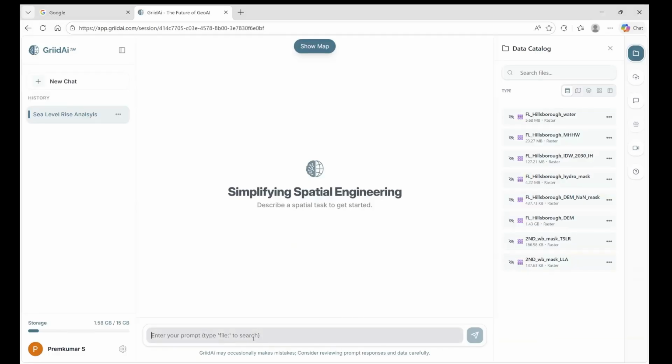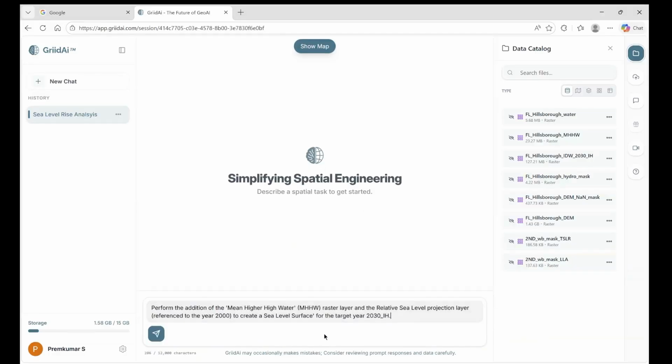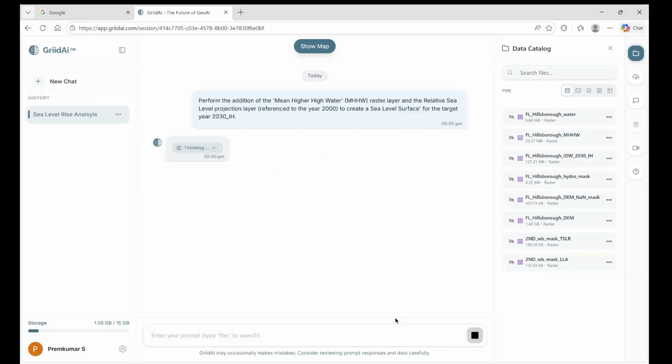As part of the analysis, the first step is to take the mean higher high water and add it to the IDW values that we have interpolated for the 2030 intermediate high scenario, so that we create a sea level rise surface for the 2030 intermediate high scenario.